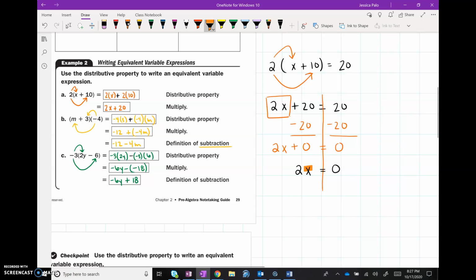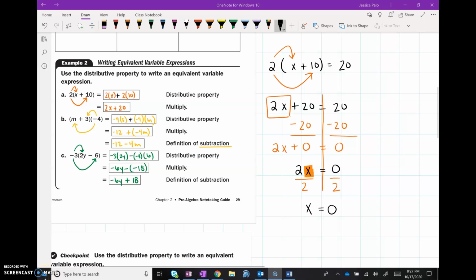Now we have to isolate the variable itself. 2 times x means we have to divide by 2 on both sides of the equation. We know that 2 divided by 2 is 1, so we are left with x equals 0 divided by 2 is 0, so x equals 0.